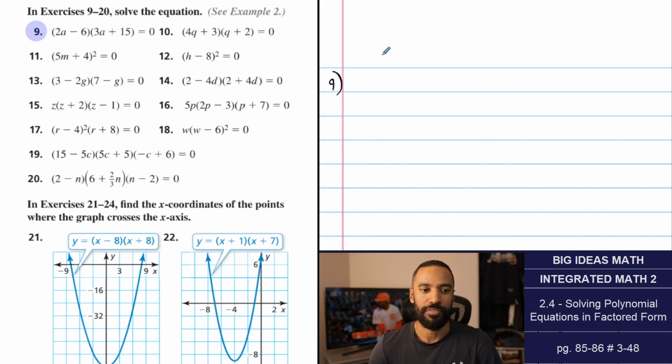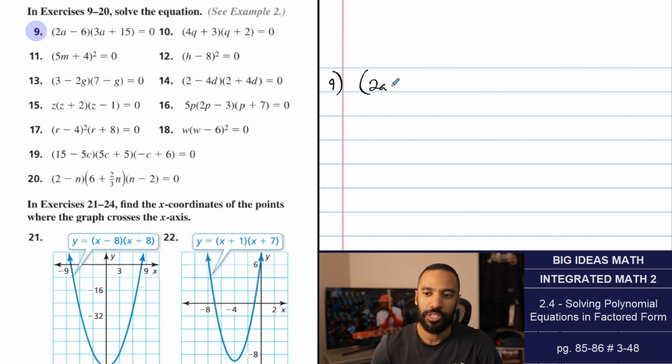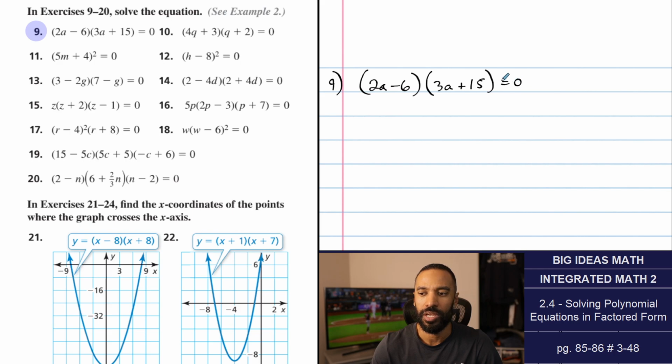Problems 9 through 20, solve the equation. These are also in factored form, but they have a few more bits to them. You can't just flip the signs on a bunch of these ones because there's more to the problems. It's still two sets: a product of this times this equals 0. Either 2a minus 6 equals 0 or 3a plus 15 equals 0.